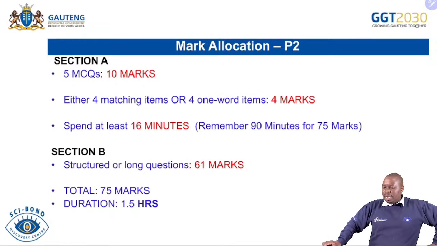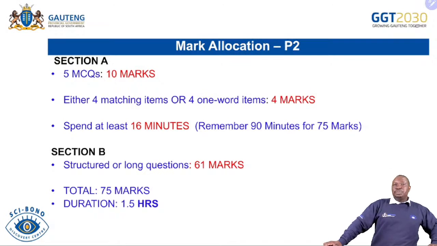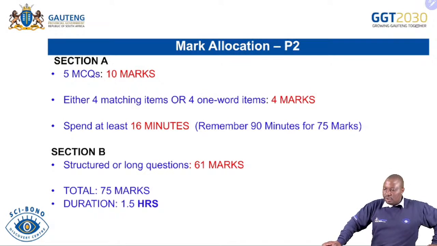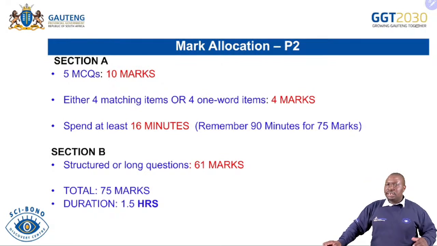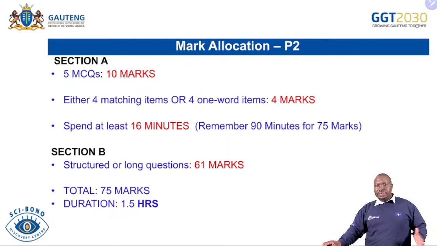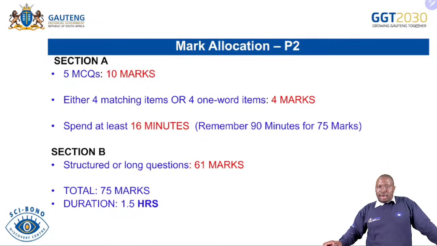In our paper, look forward to multiple choice questions. And look forward to either matching items or one-word items, and we spend about 16 minutes on this type of question. Remember, for every 1 mark that you want, spend around 1.2 minutes to ensure that you collect all your marks. So don't be in a hurry when you're answering questions. You have 1.2 minutes for every mark, so spend some time there. Then you will have section B, which is structured long questions, which is about 61 marks. Then the total is 75 and 1.5 hours, as I indicated.